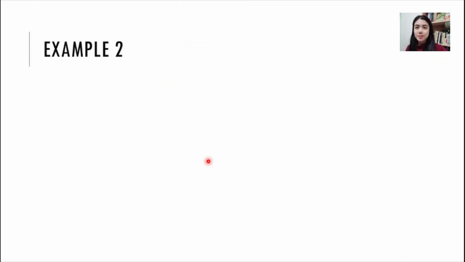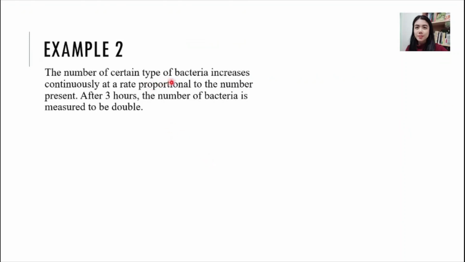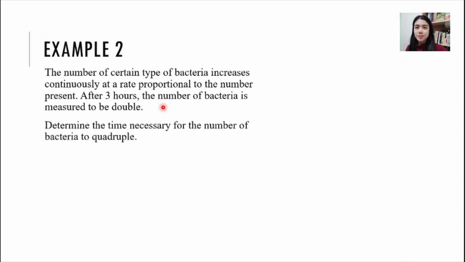Okay, let's look at example 2. The number of a certain type of bacteria increases continuously at a rate proportional to the number present. After 3 hours, the number of bacteria is measured to be double. Determine the time necessary for the number of bacteria to quadruple. First of all, you have to identify the initial population. But unfortunately, we do not have the information on the initial population.